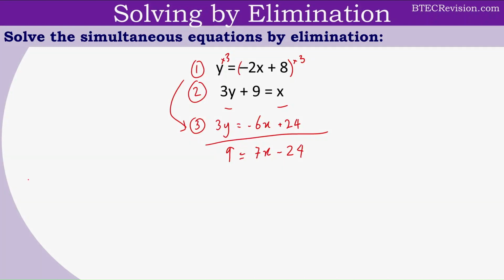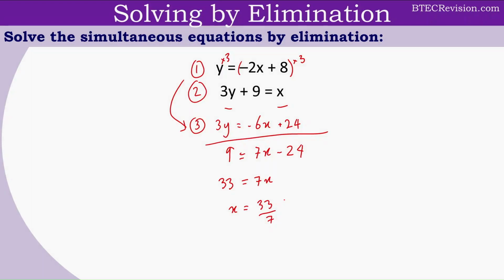And simplify this by taking the negative 24 to the left side, and that would be equal to 33. 24 plus 9 is 33, and that's equal to 7x. Now, if we divide both sides by 7, that would give us x is equal to 33 divided by 7.